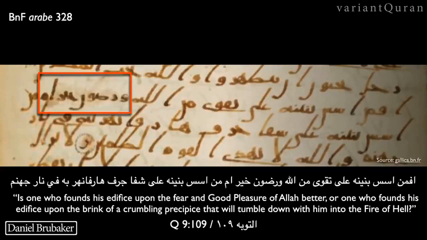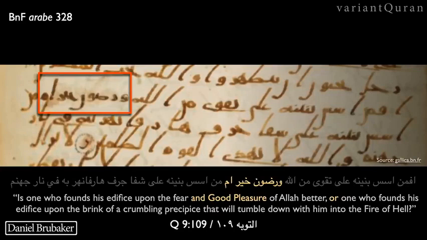In the Arabic of this verse, the portion that is overwritten in this particular manuscript is wa ridwanin khairun. So the first thing we're going to do is look at what has been done in these various manuscripts, and then at the end I'm going to tell you what I think has happened at this spot. So what you see here is the words wa ridwanin and good pleasure better or.